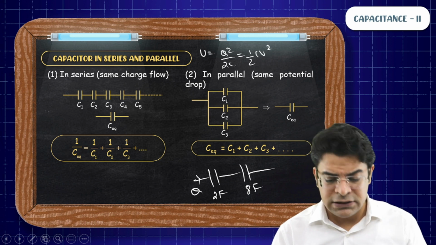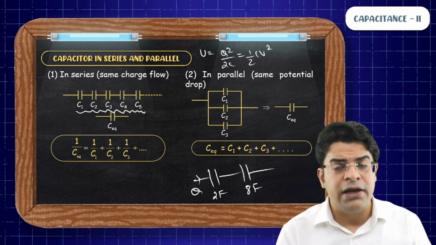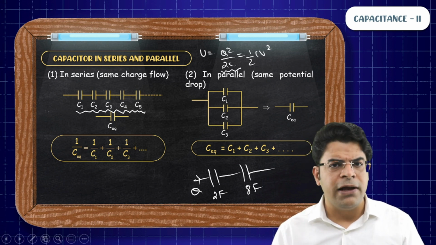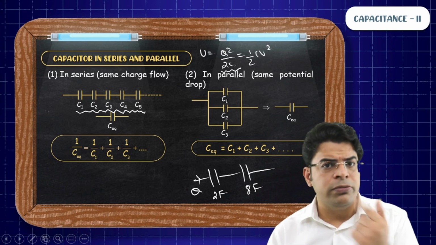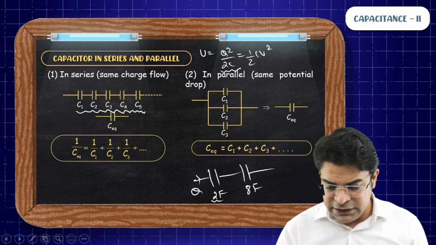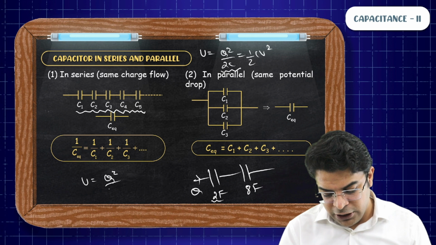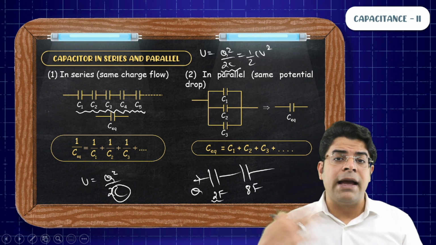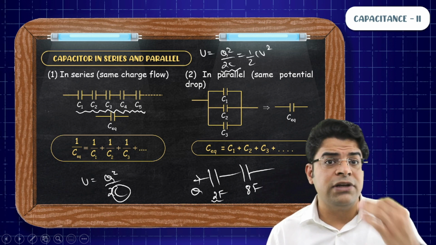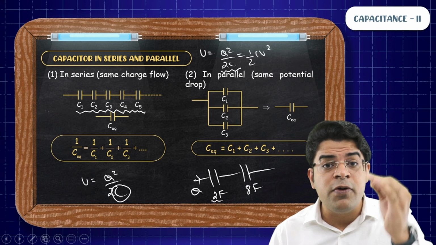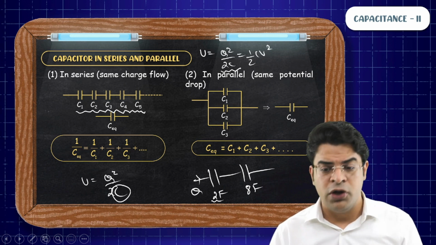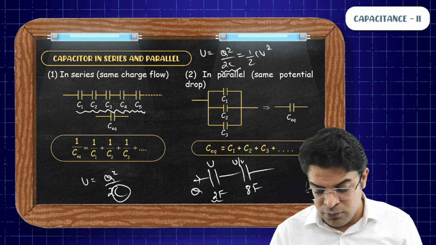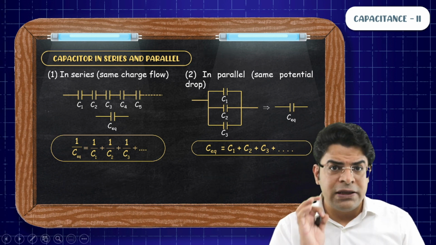For capacitors connected in series, when you are comparing which one has got more energy stored, it's better to use Q square by 2C. Why? Because the charge on all of them is going to be same. So if I think using energy stored equals Q square by 2C, the charge on both of them is going to be same, but the second one has 4 times the capacitance. If the second one has 4 times the capacitance, the energy stored in second one will be 1/4 compared to the energy stored in first one. So if the energy stored in first one is U, then the energy stored in second one has to be U by 4.